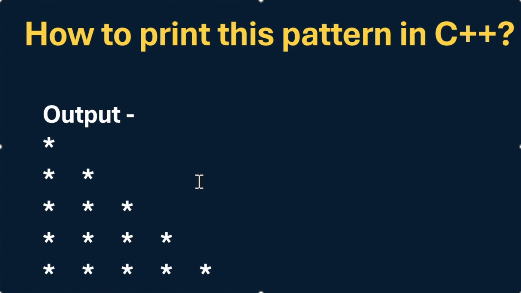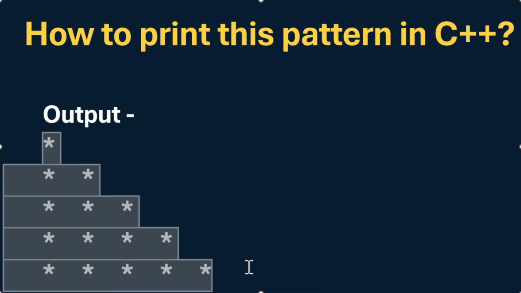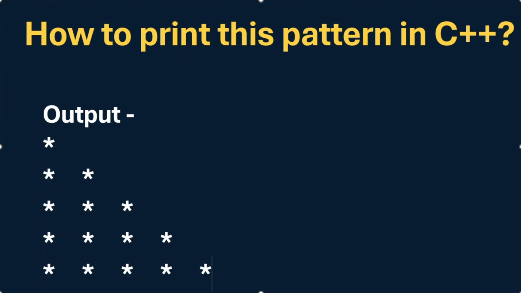Earlier we have learnt about nested loops, so we have to use nested loops to print this pattern. Nested loops means we will use a for loop that runs 5 times, and inside that for loop we will have one more for loop to print the columns. So we will directly go and write the code for this pattern.